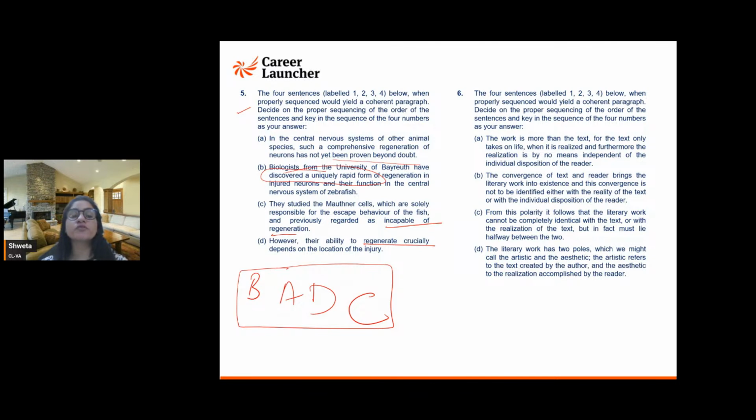Right. So, of course, BC also seems to be good. Yeah, they also refers. That's right. But again, in the central nervous system of other animal species, such as comprehensive regeneration of neuron, has not been proven beyond doubt. Right. So we kind of introduce that idea of regeneration in option number A. And once that has been done, only then can we move to this particular option, right? Do we get that?